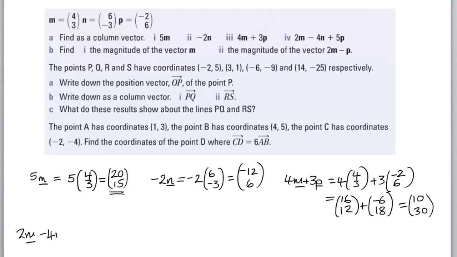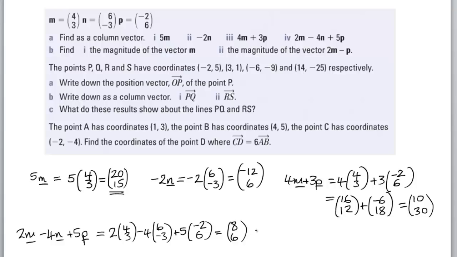2m, take away 4n, add 5p is 2 lots of 4, 3, take away 4 lots of 6, minus 3, add 5 lots of minus 2, 6, which is 8, 6. Take away 24, negative 12, add negative 10, 30. Where you put the negatives is up to you, as long as you preserve them where they should be preserved and you obey your directed numbers rules.